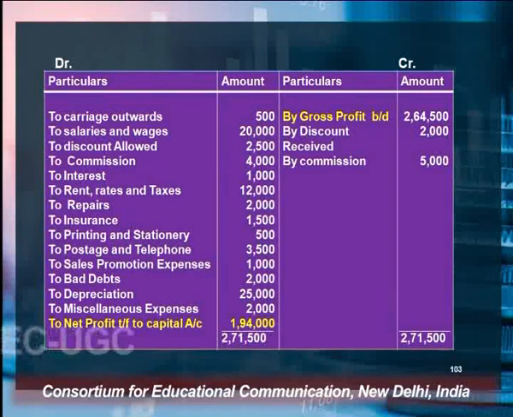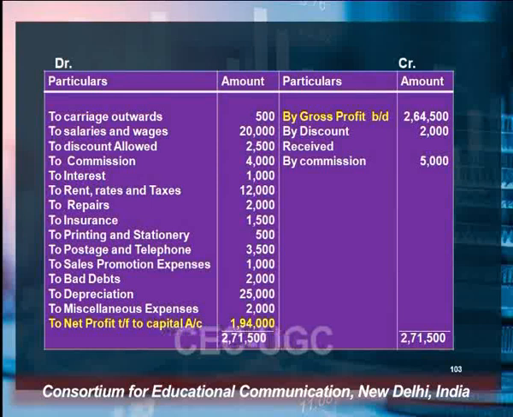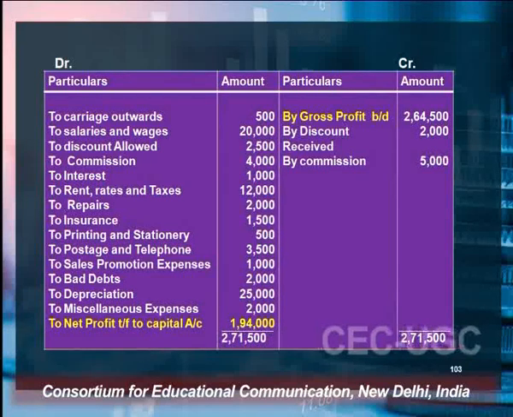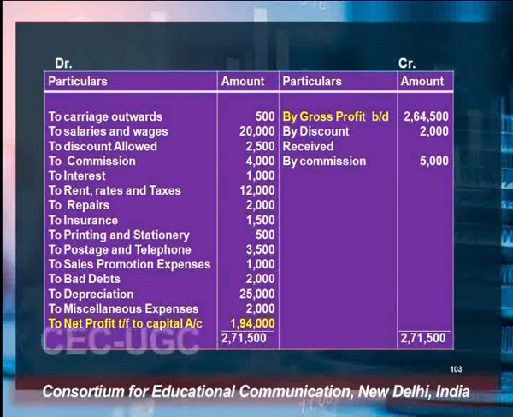Discount received, which is again an income, is shown on the credit side. Commission, which is again an income, is shown on the credit side. If you see the trial balance, discount received and commission have a credit balance, and since these are income and have a credit balance as well, they are to be shown on the credit side of the profit and loss account. See the debit side of this profit and loss account: all types of expenses related with the office, with selling and distribution, with financial expenses or miscellaneous expenses are all shown on the debit side.